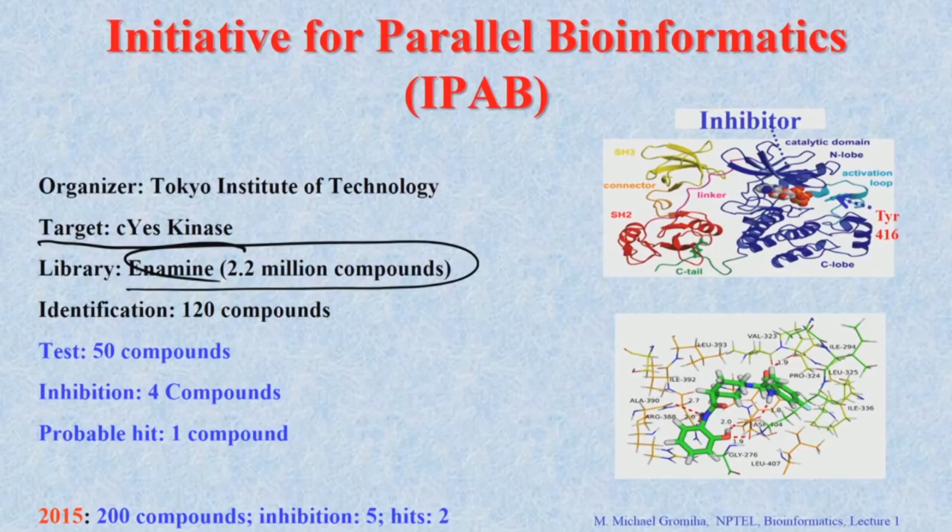They continued the same in the next year, 2015. There are about 2000 compounds. They found 5 showed inhibition and 2 are hits.